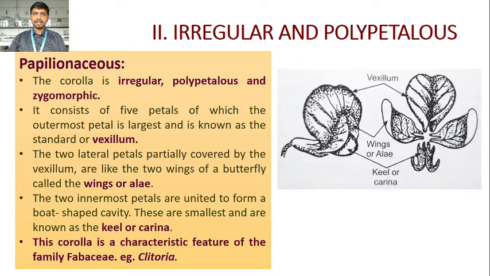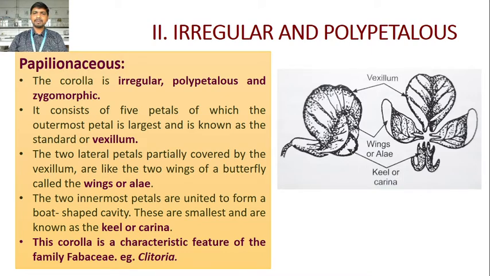So what is the meaning of zygomorphic? When we divide the corolla in a vertical section, it forms 2 exactly equal parts or halves. That type is the zygomorphic. And if you divide at another angle by taking a vertical section, it cannot divide into 2 exact parts. So that type of corolla is the zygomorphic corolla, or the flower is zygomorphic. So this corolla is irregular, polypetalous, petals are free, and zygomorphic.